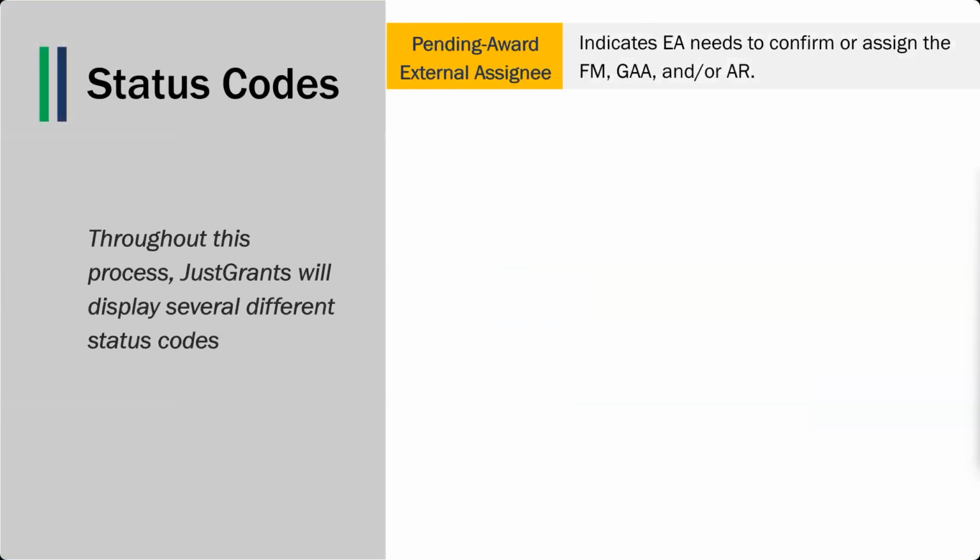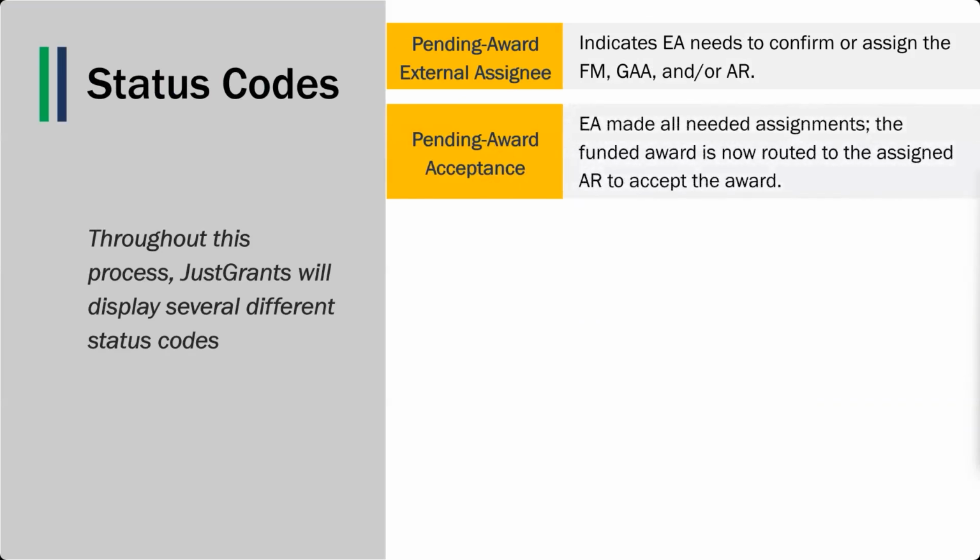First, an award is in pending award external assignee, and this indicates that the entity administrator needs to confirm or assign the financial manager, grant award administrator, and the authorized representative. Next, an award is in pending award acceptance, and this status indicates that the entity administrator made all needed assignments and the funded award is now routed to the assigned authorized representative to accept the award.